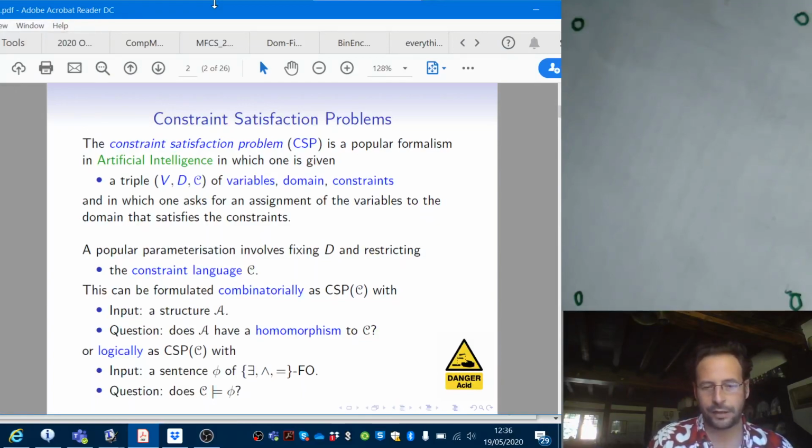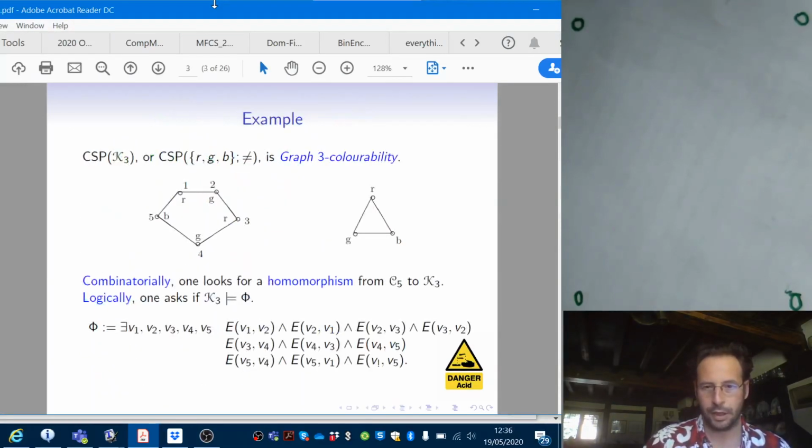And then again, there's another formulation of the CSP as a model checking problem for a fragment of logic that just has exists and an equals, also known as primitive positive logic. So let's just very quickly see why they're the same.